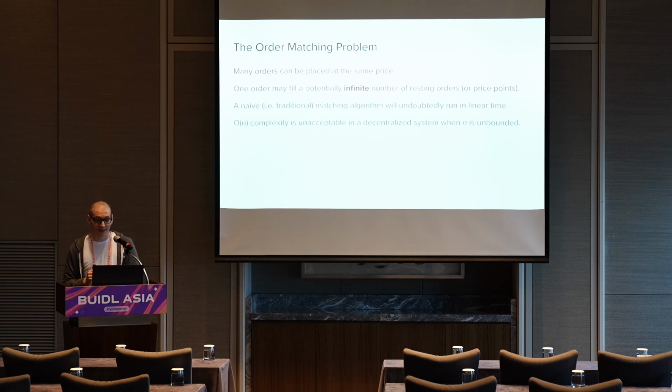And linear complexity is unacceptable in a decentralized system like a blockchain, especially when n is unbounded. And the reason for that is you can hit the gas limit, right? Your smart contract just stops functioning depending on the state of the data structure.